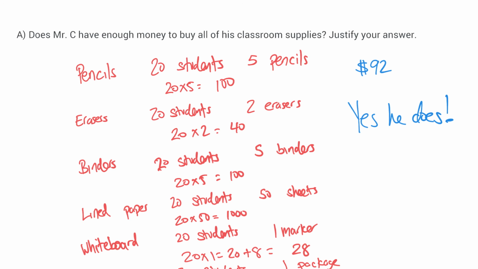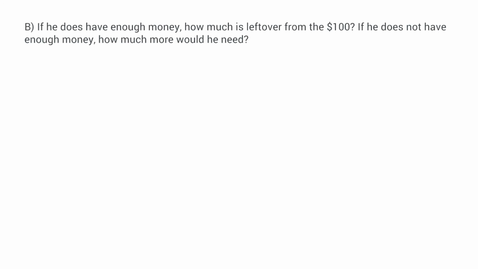Okay. And the last slide. If he does have enough money, how much is left over from the $100? So you would take the $100, subtract $92, gives you a grand total of $8. So in this one question, we used all 4 operations. So this is a multi-step problem.